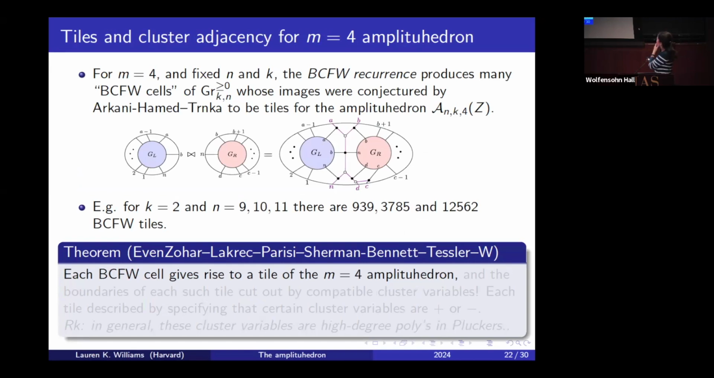That's a great question. This is a picture of the BCFW recurrence. When you build a BCFW cell, you're starting with two smaller BCFW cells and putting them together. But when you build up a large BCFW cell, you've applied this operation maybe many times. And at every stage, you can do a cyclic shift on either component.